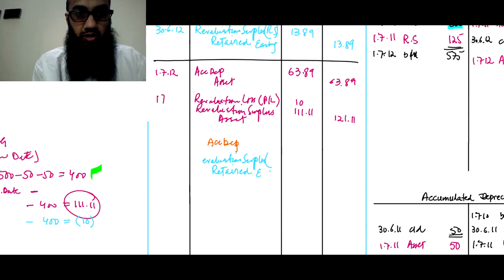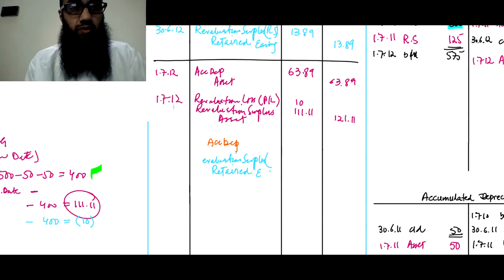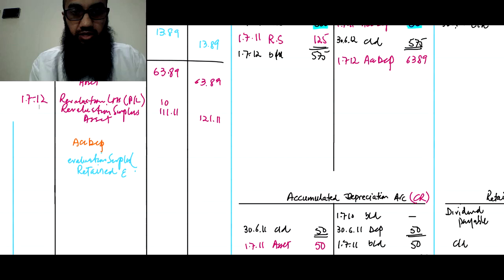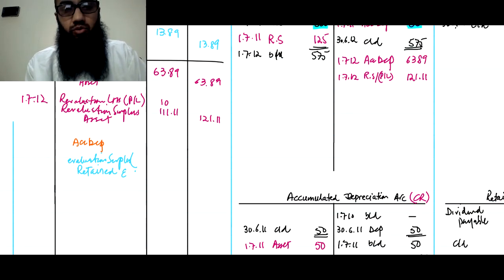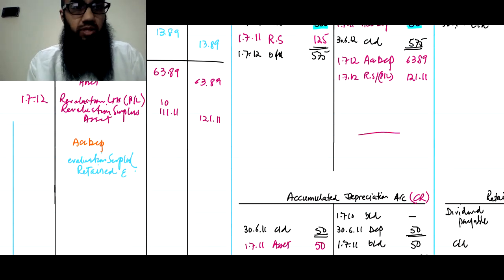On 1st July 12, put this entry in the ledger: asset debit, asset credit 121.11. What should be written here? You can write revaluation surplus and profit and loss, no problem, but the actual entry should be correct. On 1st July 12, revaluation surplus and profit and loss 121.11. We are not making that here.